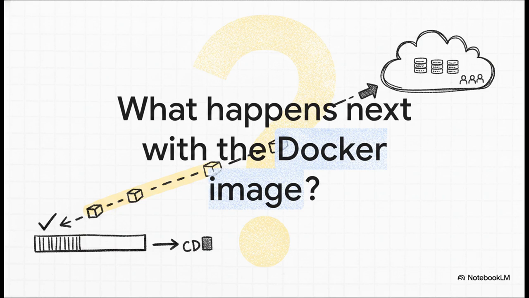Which leaves us with one final exciting question to ponder. The code is integrated, the image is successfully built, and it's sitting there safely in the Docker registry, but what happens next? Well, while our continuous integration pipeline is now absolutely perfect, taking that waiting container and actually deploying it out into the wild for your users, also known as continuous delivery, is the thrilling next chapter.